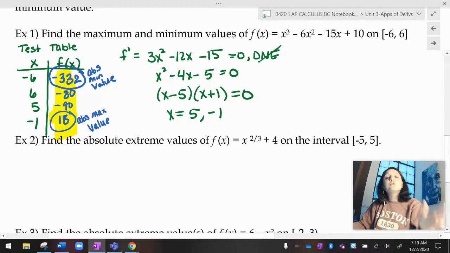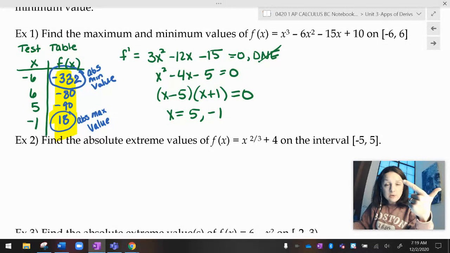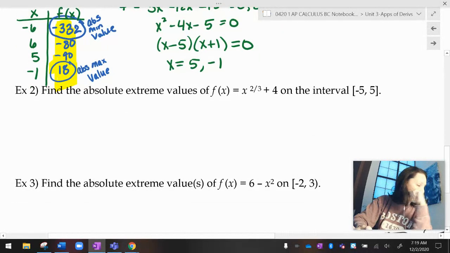Okay. So when you find absolute extrema, make a test table, input your endpoints, take the derivative and set it equal to 0 or DNE, find those x values, put them into the table, and then find all your y values and see which one is the highest and which is the lowest. And that's what I got. Okay. Let's do it again.